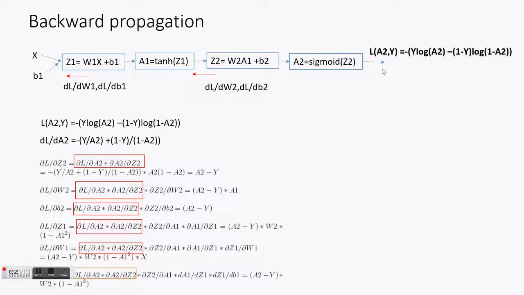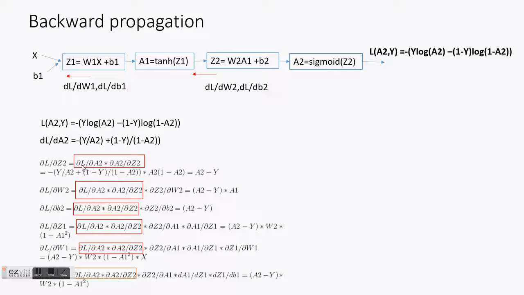Since you're using a sigmoid activation unit, the loss L of A2, y is the log loss, which is minus y log A2 minus (1 minus y) log (1 minus A2), which I had shown in my part 2. And if I take the derivative of this loss, dL by dA2 is minus y divided by A2 plus (1 minus y) divided by (1 minus A2).